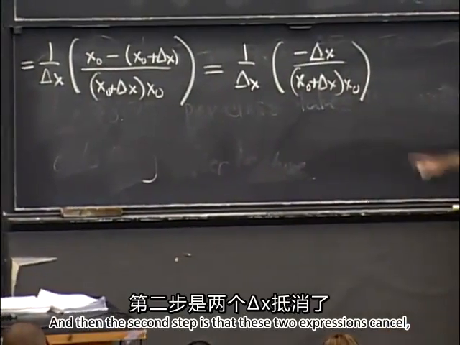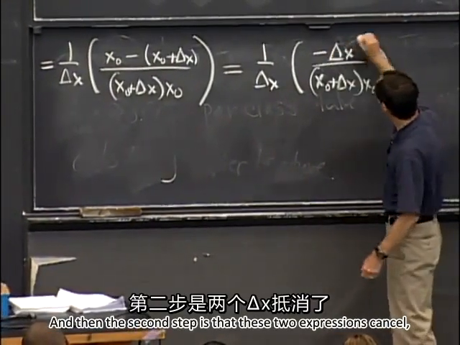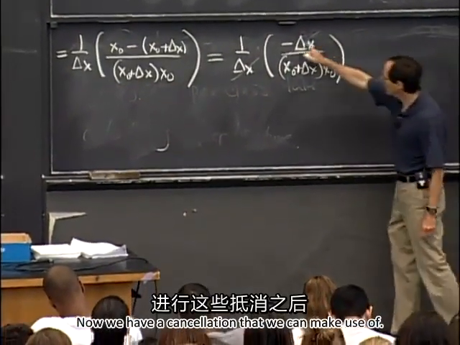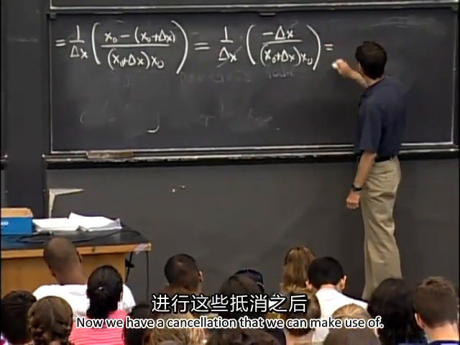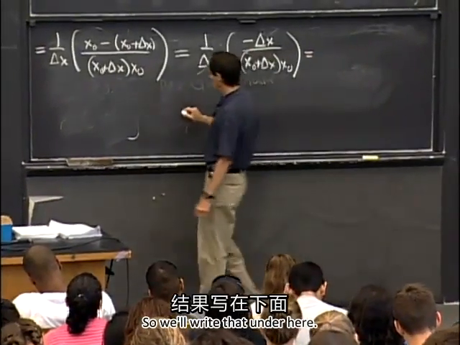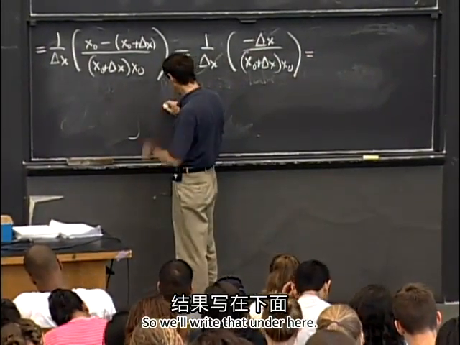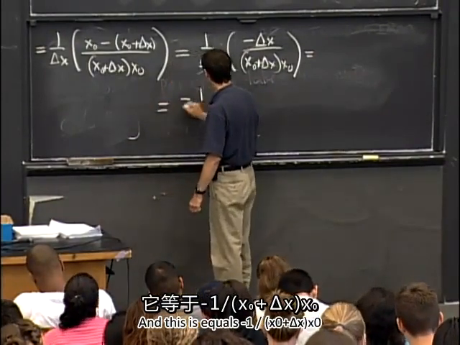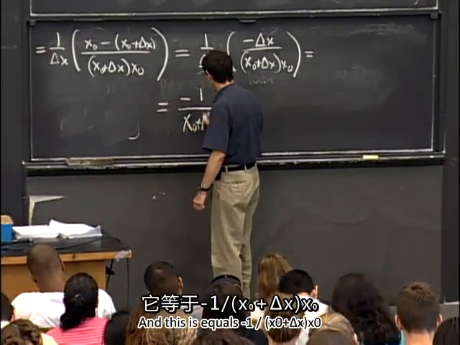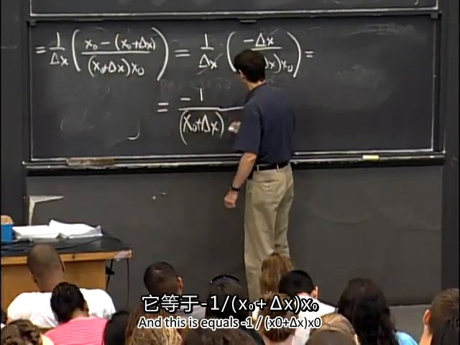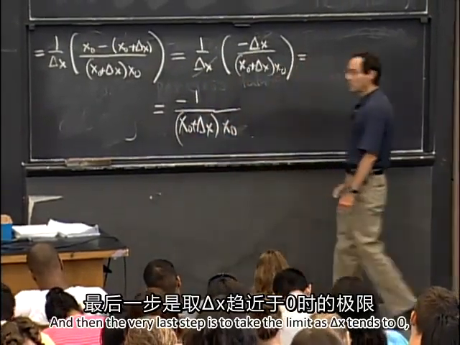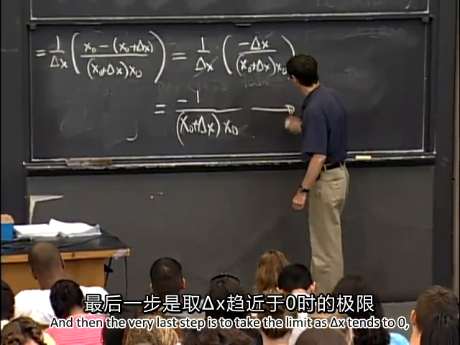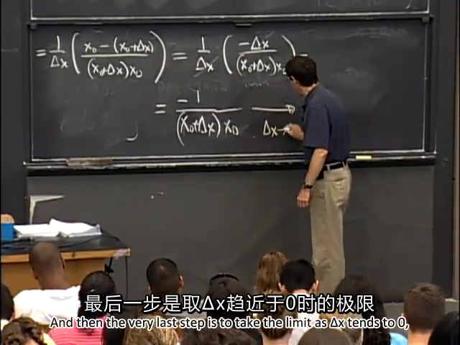And then the second step is that these two expressions cancel, right? The numerator and denominator. Now we have a cancellation that we can make use of. So we'll write that under here. And this is equal to minus 1 over x0 plus delta x times x0. And then the very last step is to take the limit as delta x tends to 0.